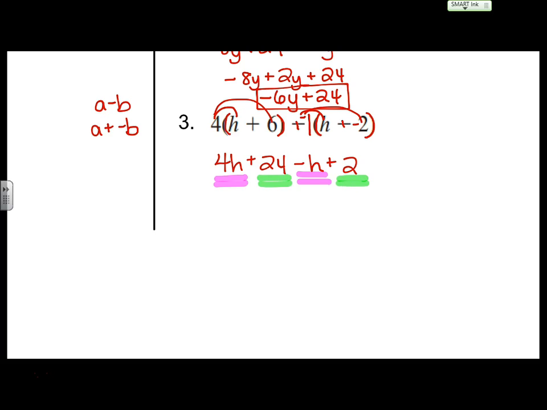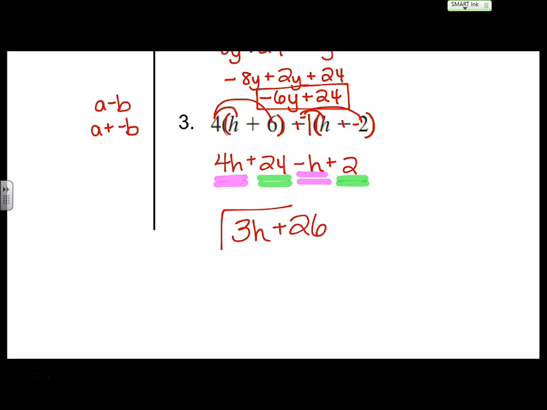The negative H. Now be careful, the 4H is going to be plus or minus the other H? Minus. Good, so we're going to end up with how many H's? 3H. Good. The 24, positive 24, is going to be plus 2 or minus 2? Plus 2. Now, can we put those two together?